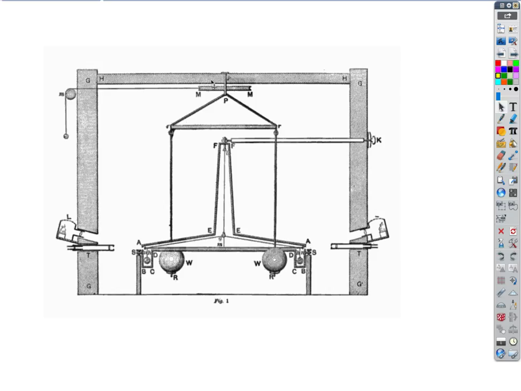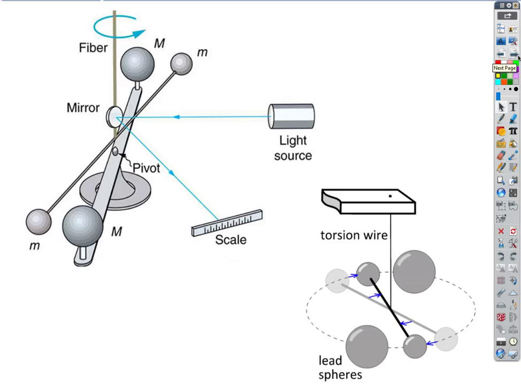So he had, seen from above, this is what it looked like. He had these two large lead spheres and these two smaller lead spheres that were attached. The smaller lead spheres were attached to the coat hanger, right? These were fixed. He would dump a known quantity of charge onto these things, and they're conductors. So you can dump a positive charge onto those two and a negative charge onto those two. Known quantity.